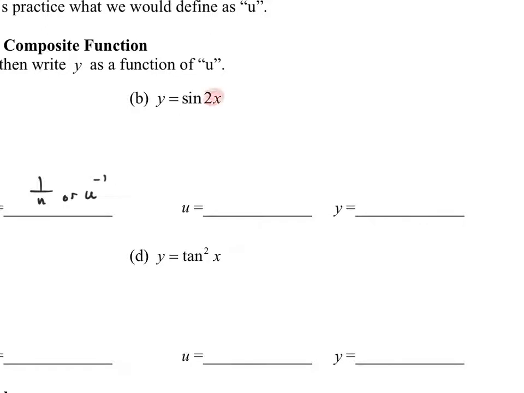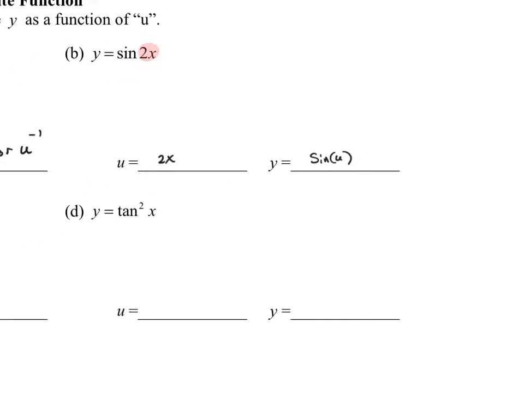So what are we going to have to make u? Whatever that quote-unquote inside function is. In this case, we're going to make u equal to 2x. And so if u is 2x and you rewrote y, y would equal sine of u. So we could find the derivative of that. Again, the derivative of sine of u would be cosine of u. Okay? All right, let's keep on going.